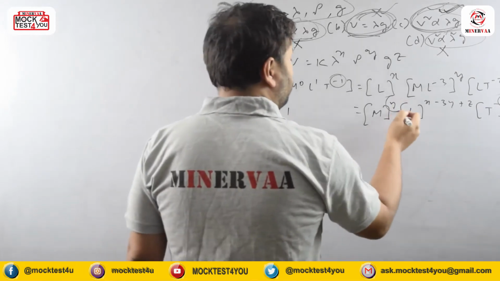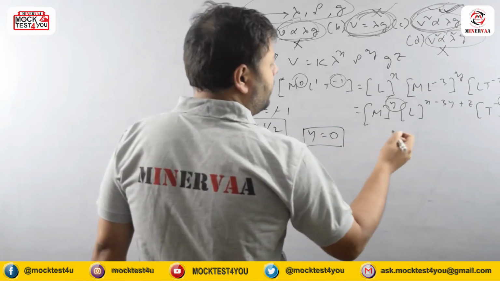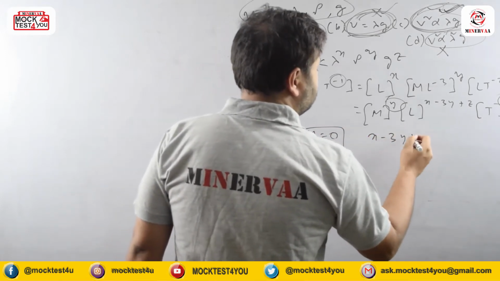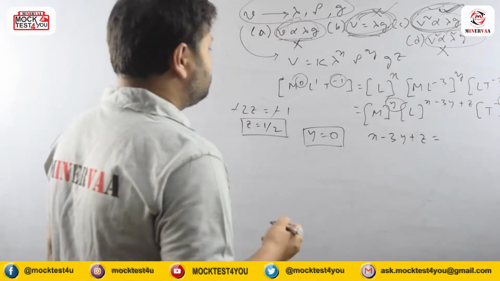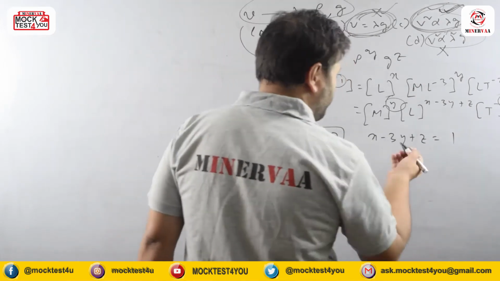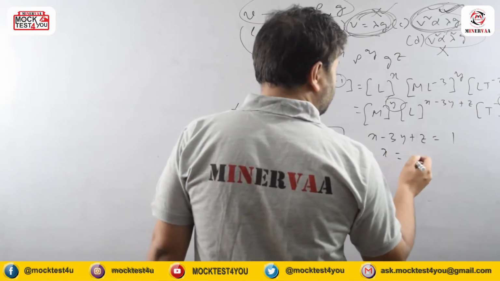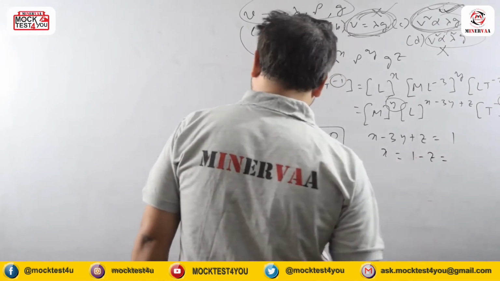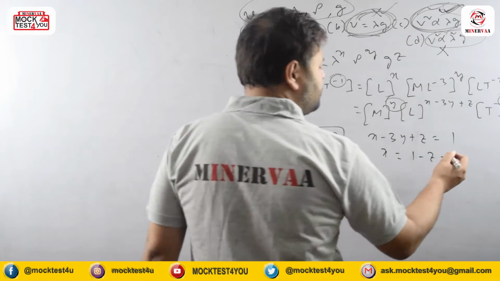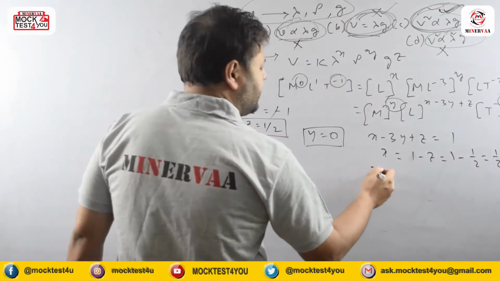Then again, if I compare the power of m, y becomes 0. And obviously this x minus 3y plus z, how much will it be? It becomes 1, and you got y as 0. So finally you are getting x equals 1 minus z, and z is half. So it is 1 minus half, so simply it becomes half. So x is also half.